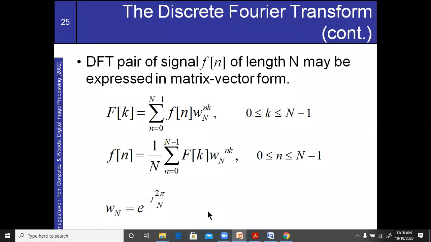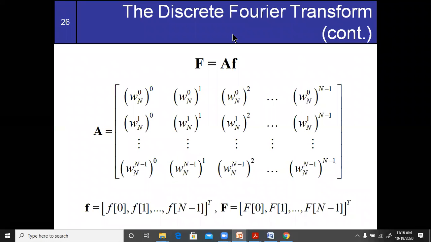So the DFT pair of signal f(n) of length N may be expressed in the matrix-vector form. We can replace e to the power of minus j 2 pi by capital N with W suffix N, where W_N is this quantity over here. Now, this can be written in the matrix form also, by this.